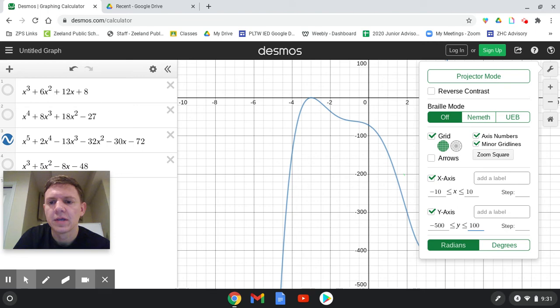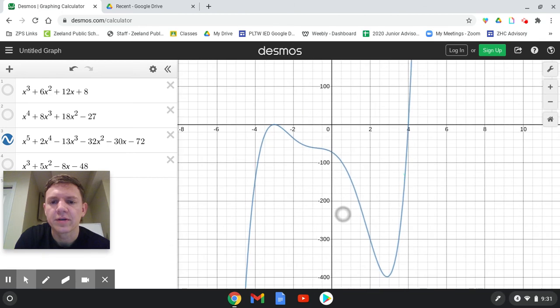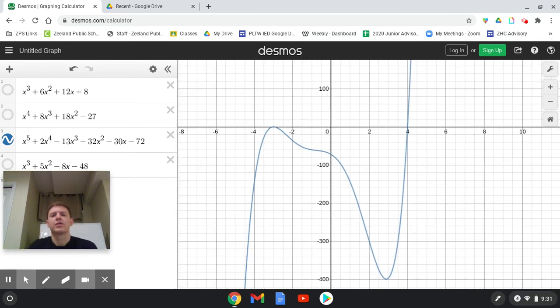Okay. And look at that. That gives us a much better view of what this graph actually looks like. Just by resetting that scale, we got to see the curve a little more. There's a lot of bends and twists in there.